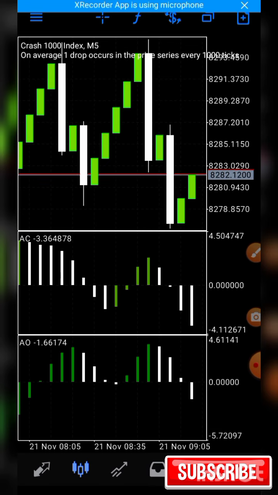On boom assets, when the accelerator oscillator and the awesome oscillator all become white, you sell on boom assets. Now on crash assets, I said accelerator oscillator and the awesome oscillator all become green, you buy on crash assets.